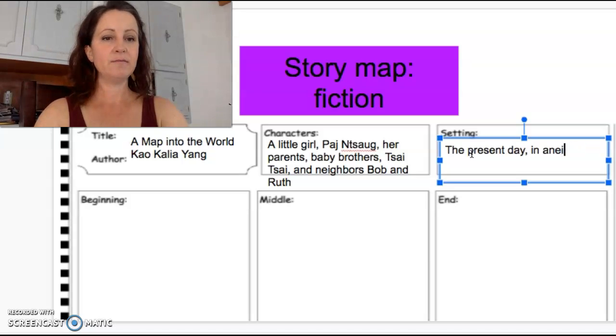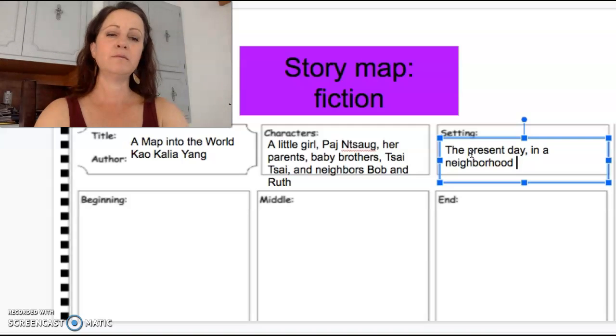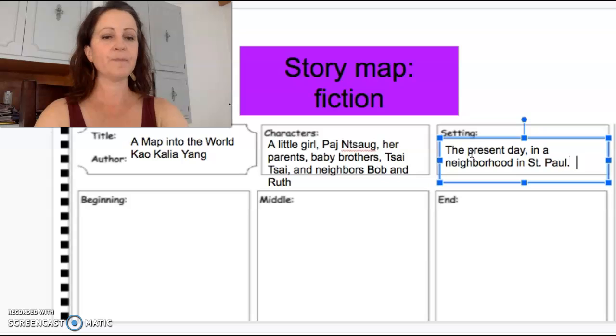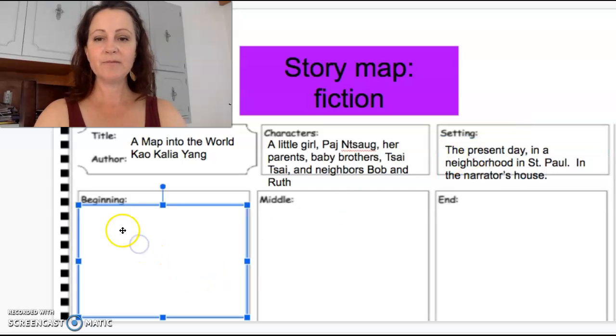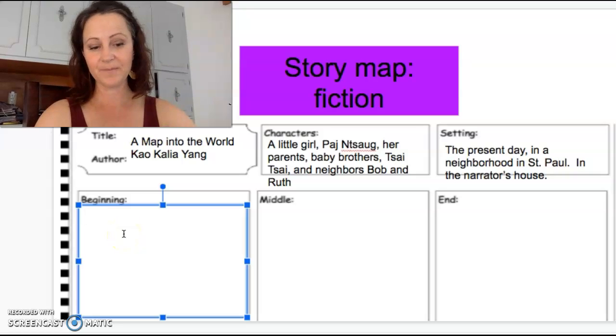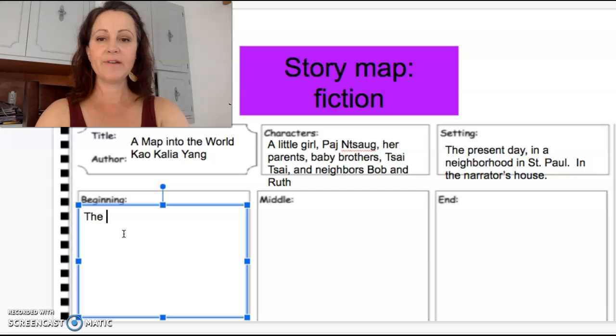in a neighborhood in St. Paul, we'll call her the narrator's house. In the beginning, and we'll just write about the beginning because we haven't gotten too far into the story yet. The narrator's family moved into a new house.